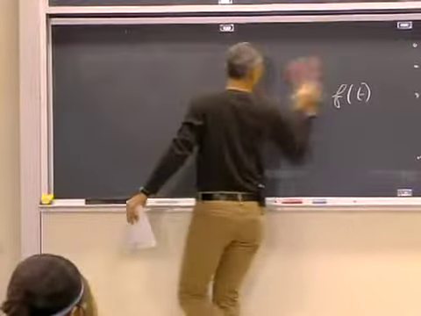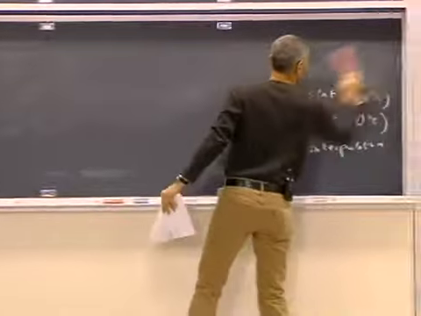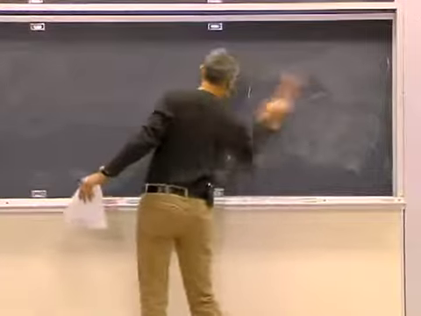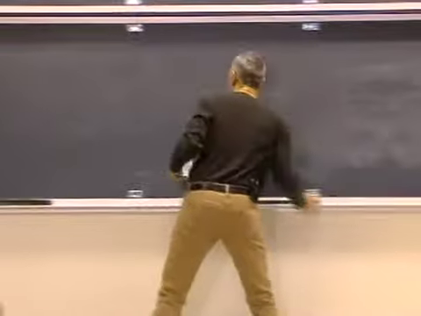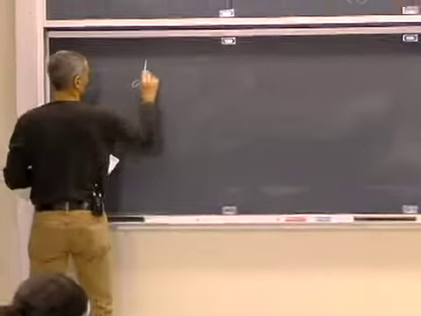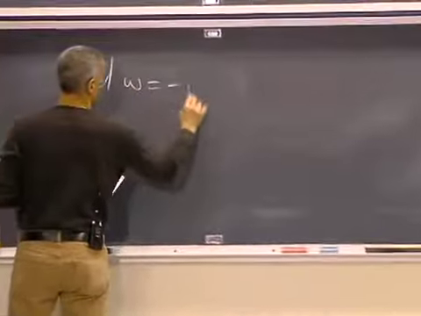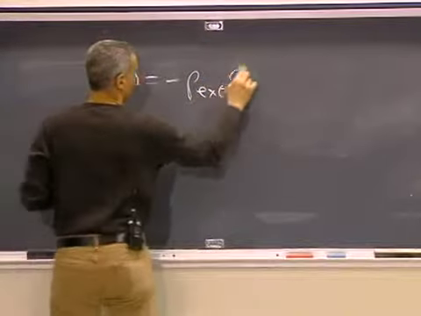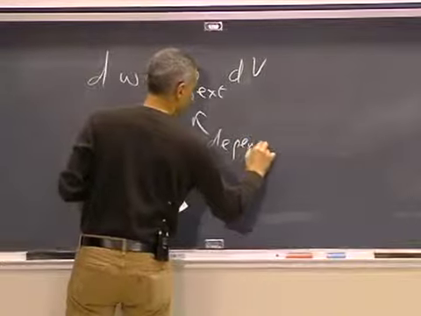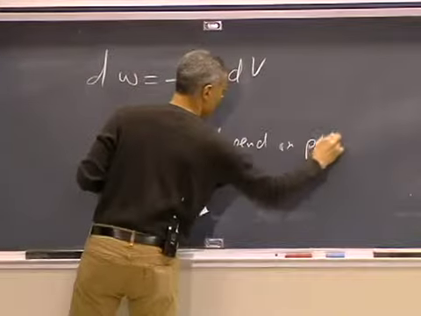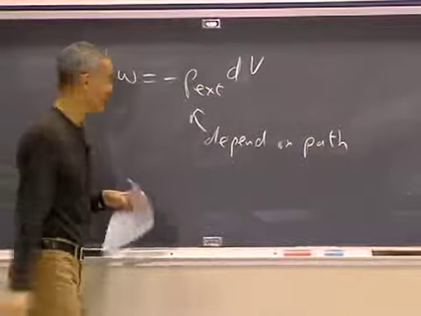infinitely small steps. So instead of writing work is the negative of P external times delta V, I'm going to write a differential. dW is minus P external dV, where this depends on the path and is changing as V and P change. Right?